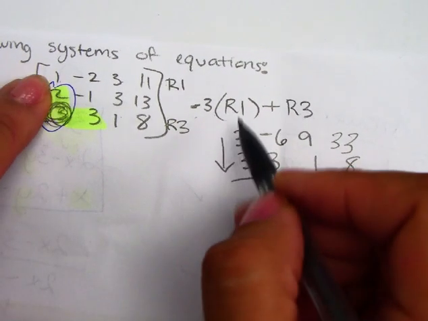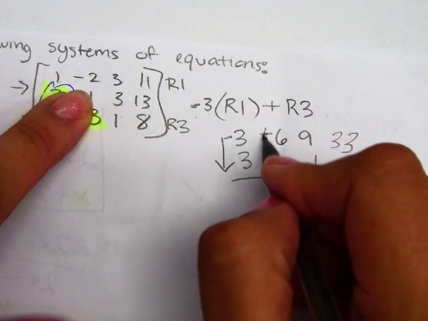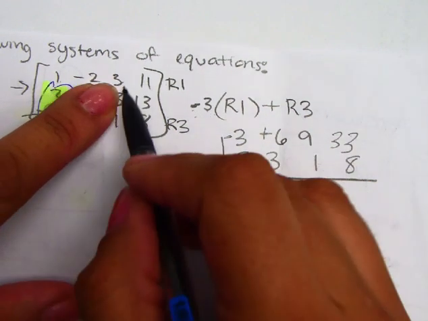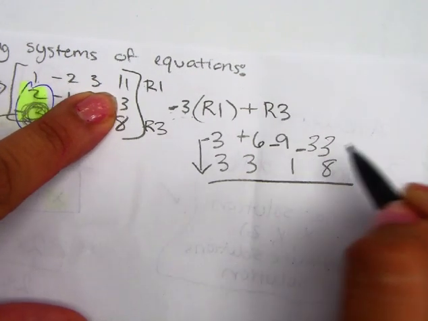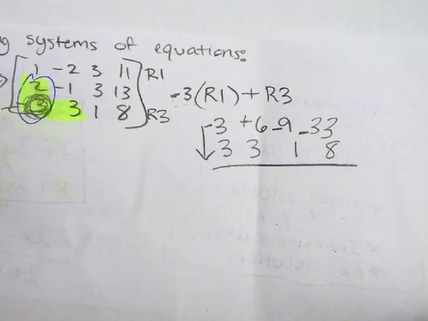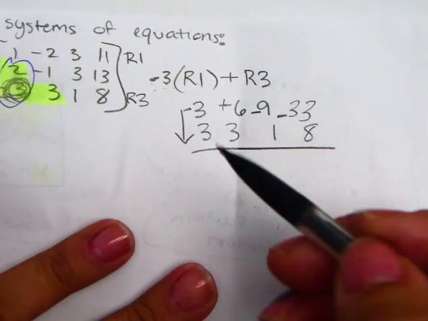So negative 3 times 1 is negative 3. Negative 3 times negative 2 is positive 6. Negative 3 times 3 is negative 9. And negative 3 times 11 is negative 33. And don't be afraid to make mistakes, students. Make sure you go back and catch your mistakes if something went wrong.